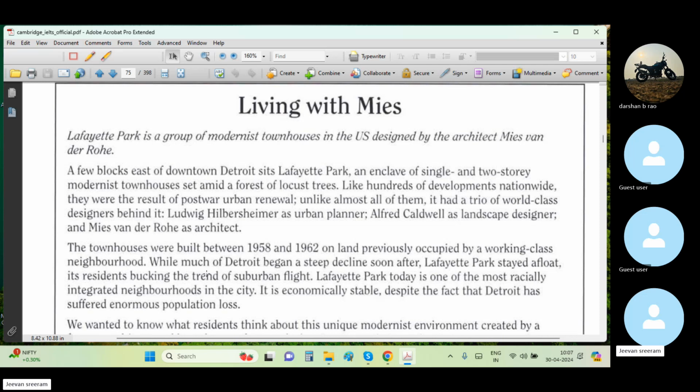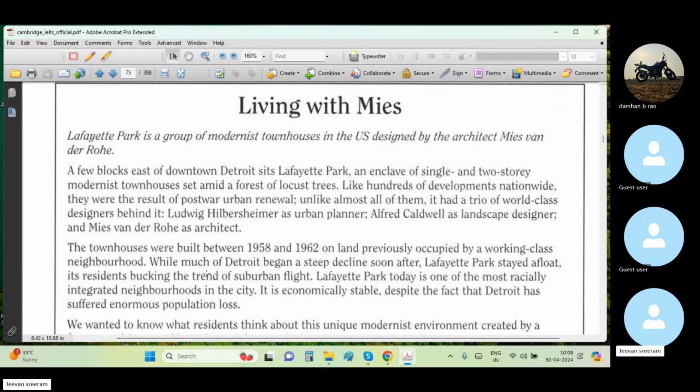Like hundreds of developments nationwide, they were the result of post-war urban renewal. Okay, as a part of post-war urban renewal, right? There were developmental things happening. So it is actually as a part of post-war urban renewal that these modern townhouses were built. These are also part of hundreds of developments happening nationwide, and also as a part of post-war urban renewal. So these modernist buildings were also built in the Lafayette Park.